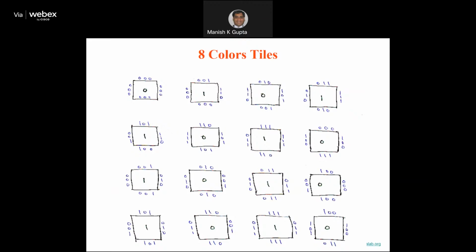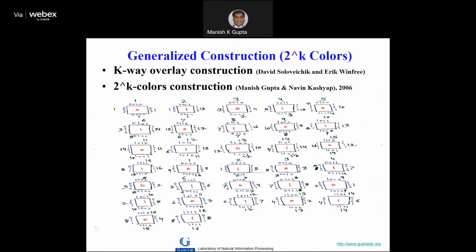I have not stopped. I even went a bit further. For any power of 2 colors, we gave the construction in 2006, and there was another construction by Eric Winfree himself. This is again using our method. Now how many tiles are there? You can count. 32, right? Yeah. So 5 inputs and so on.